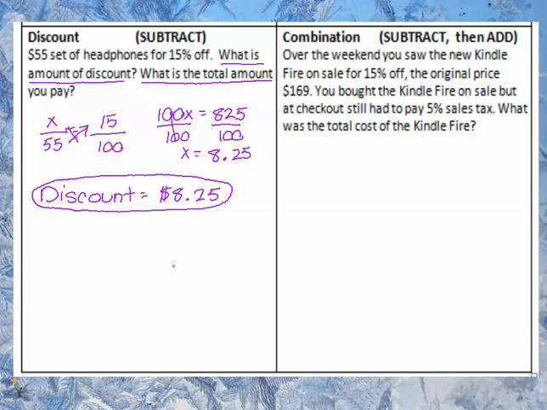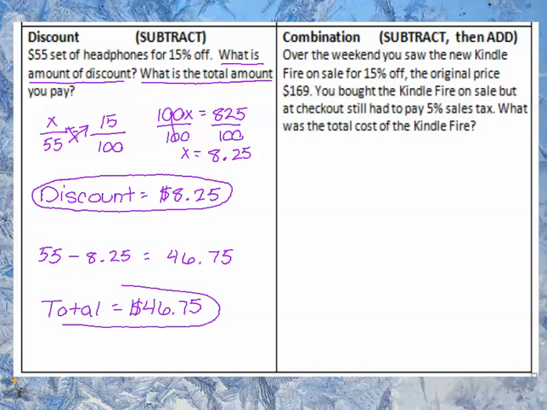What is the total amount you will pay? Well, with discount you do subtraction. So I have $55 for my headphones minus my discount, which is $8.25, is equal to 46.75. Therefore, the total that I'm going to pay for the headphones is $46.75. So that answers my second question.